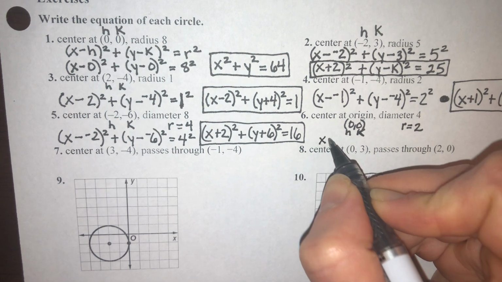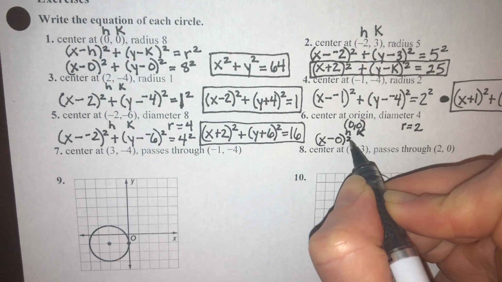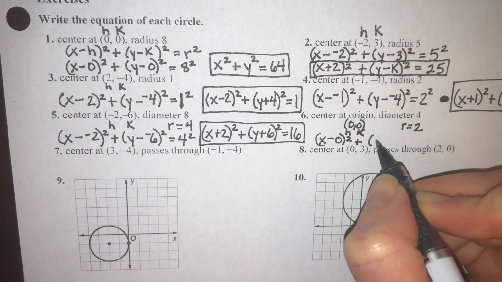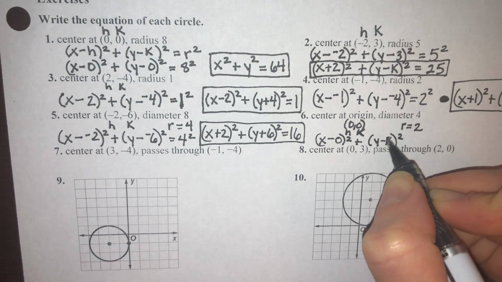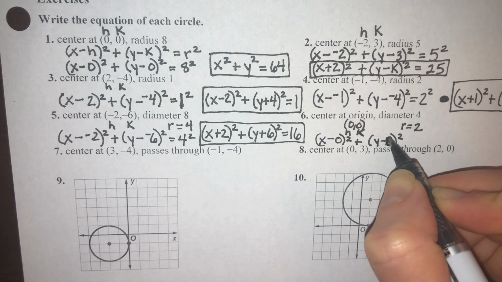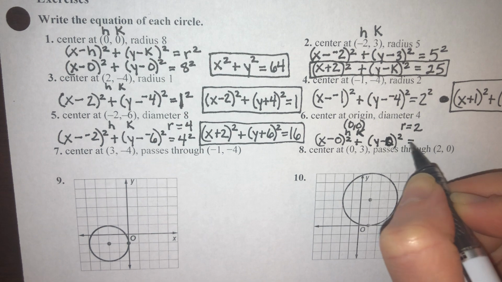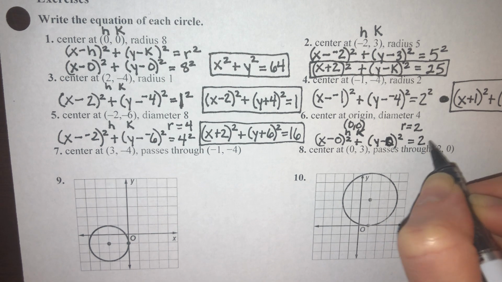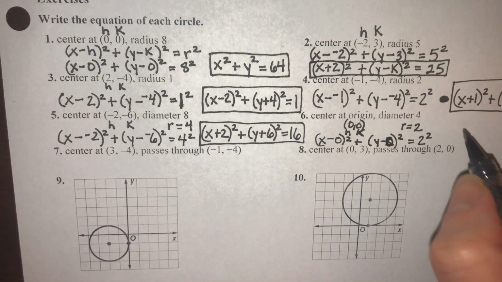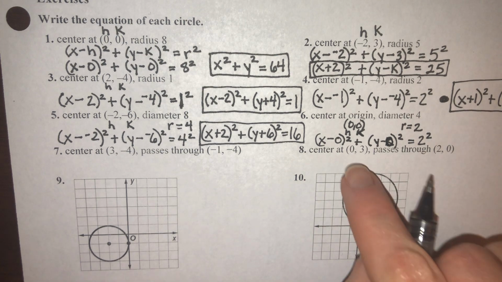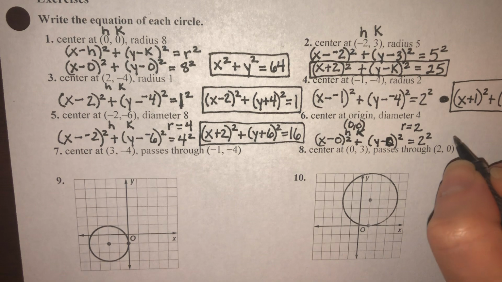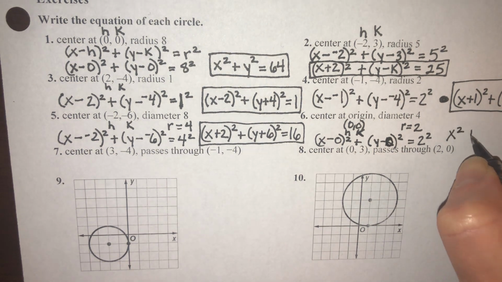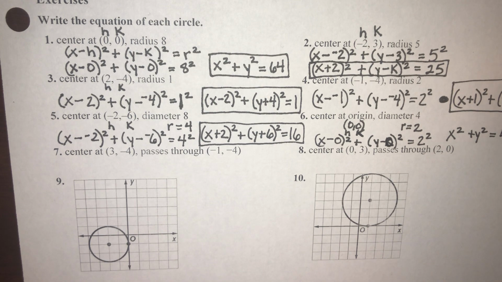So we'll have x minus 0 squared plus y minus 0 squared equals r, which is 2 squared. And so we'll simplify, just like on problem 1. If we have minus 0, we don't need to write minus 0. So we'll just go x squared plus y squared equals 4. And that one is done.